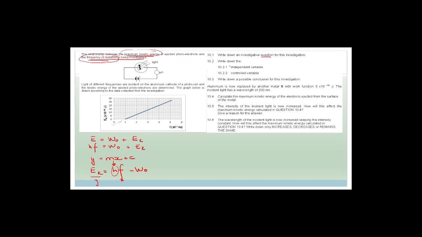Right. Now they asked us to write down the independent variable and the controlled variable. Now the independent variable is the one that we change. In this case, it happens to be the frequency of the incident light. They've said that light of different frequencies is incident, so the thing that we're changing is the frequency of the light. And what is the control variable? Well, there are lots of control variables, but I think the most important one is the metal, the cathode, so it would be the type of cathode, because different metals have different work functions, which means you'll have a different kinetic energy if you had different work functions.